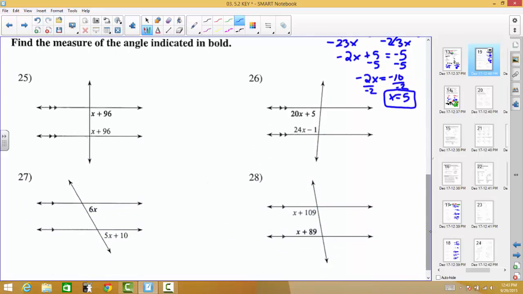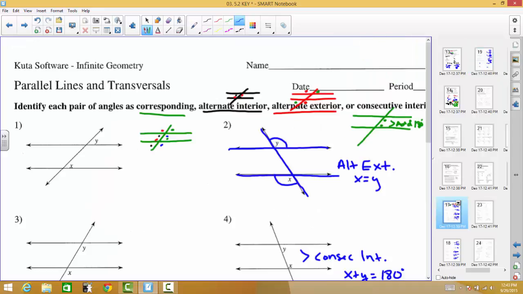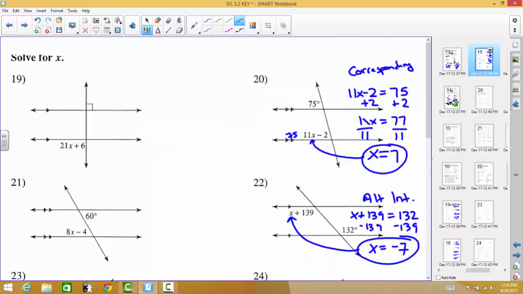In 26, it says find the measure of the angle in bold. I definitely see this bold, and this bold, and I think that one's the bold one. So these are same side interior, or that's corresponding, or, what's that word? I gotta go back to it. Consecutive. It just came to me.